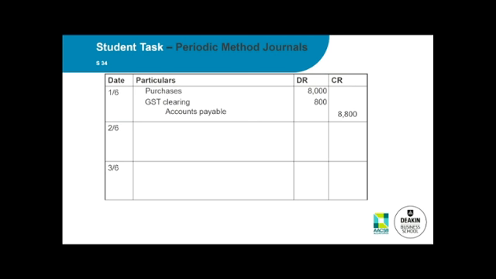What happened on the 2nd of June? Would it be the same as before? We're returning some of that inventory, right? We purchased it, we're now returning that inventory. We're returning $440 worth of inventory, including GST. Before, we would just reduce our inventory, right? But now we cannot reduce our inventory anymore. We have to reduce our purchases. But we don't do it by credit to purchases, we do it by credit to purchase returns and allowances.